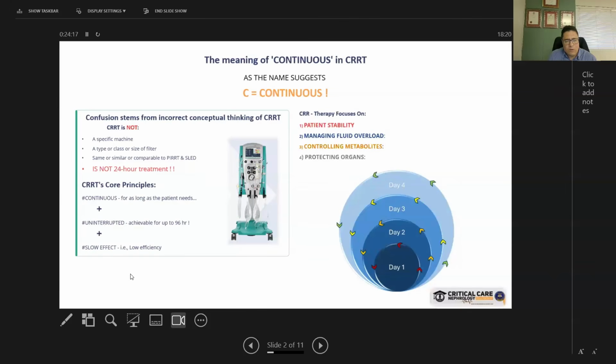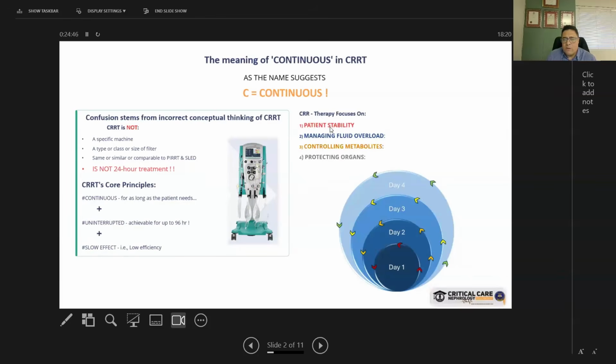And then a core concept to understand also is that this is a form of therapy that has a very slow effect. And I'll get to the term low efficiency a little bit later. But we often confuse this because we use a different machine and we use different filters, and think it's got to do with all these things, but it really only has to do with a process that happens continuously, in an uninterrupted fashion, and in a very low efficiency, slow modality.